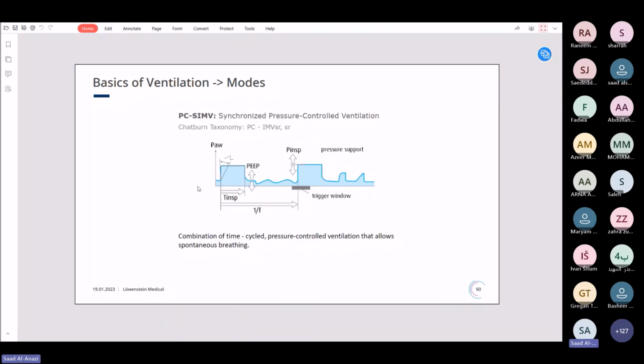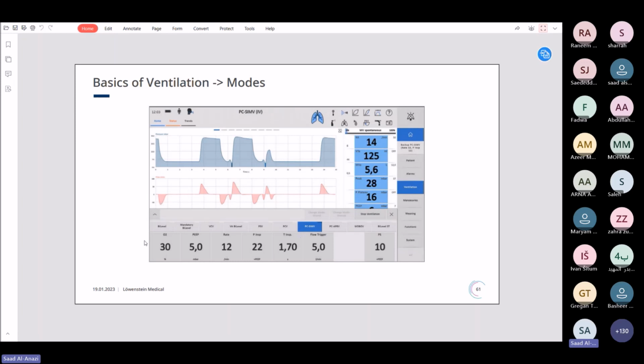We also have another mode, the pressure SIMV mode. This one is very common: a combination of time-cycled pressure control that allows spontaneous breathing. Pressure control plus SIMV is a very common mode with mandatory breaths, and the patient can breathe spontaneously in between. It's the first stage of weaning. You can see here the pressure control from the ventilation mode. You can select the settings, also the pressure and the flow triggering, and you can add the pressure support.